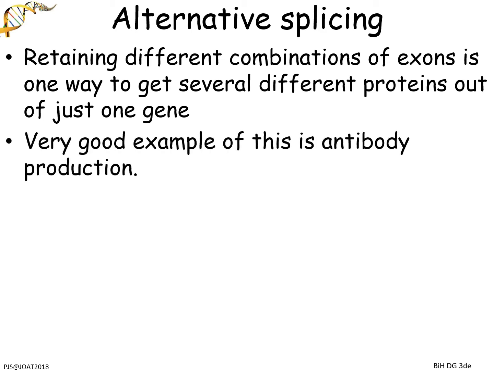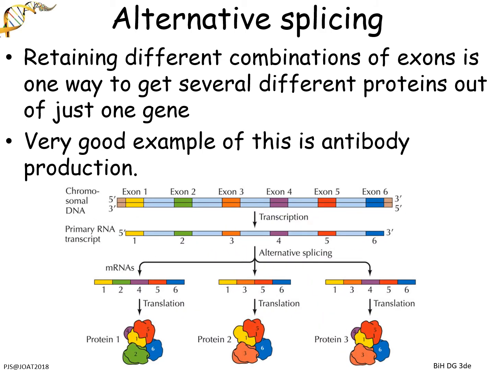So one of our best examples is antibody production, because that's got a section of the antibody which is always the same and then a bit at the top which is different. So the bit that's the same you keep the same coding for, and then you just change the bit at the end. Okay, this is the nicest diagram I could find of this.